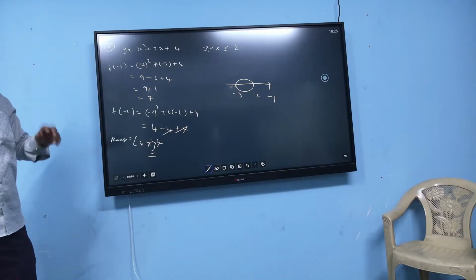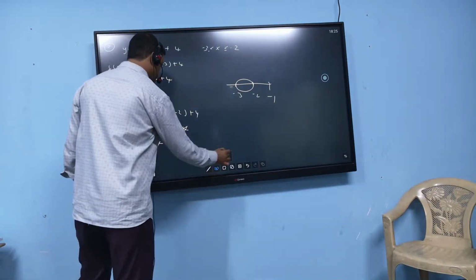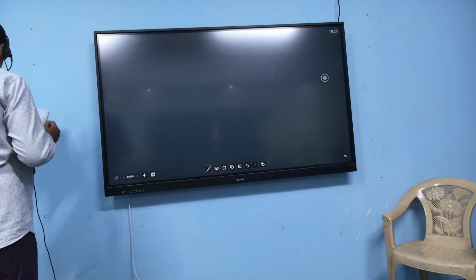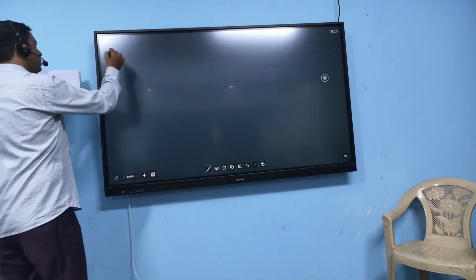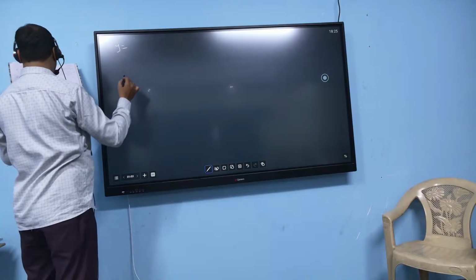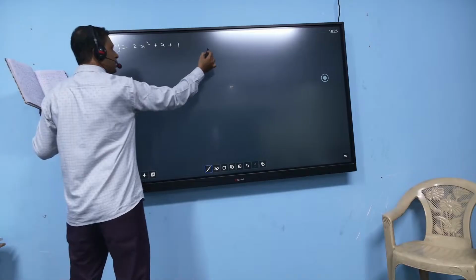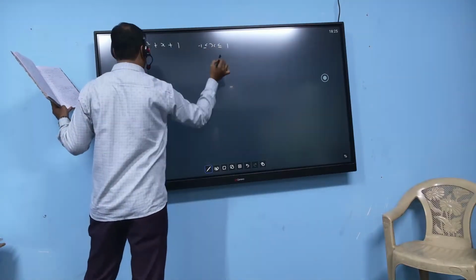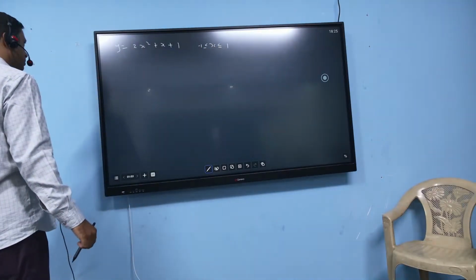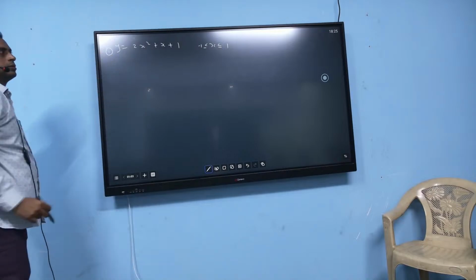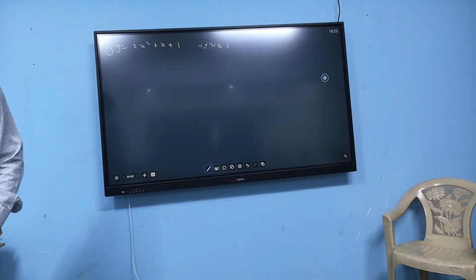Shall I give you one more sum? Take down. Y is equal to 2x square plus x plus 1, x is greater than or equal to minus 1, less than or equal to 1. Try this. Find out f of minus 1, f of 1, then minus b by 2 है. Check whether it is lying in between.